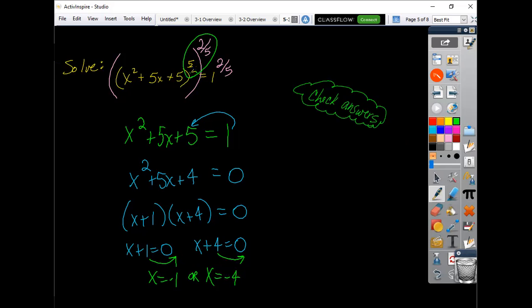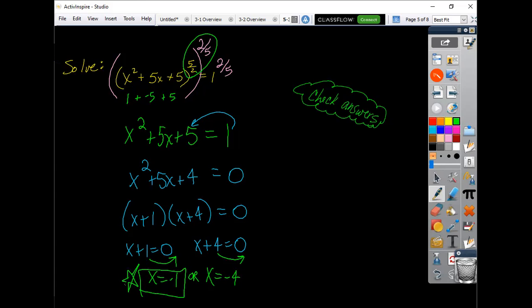And to check it, I'm kind of thinking of a calculator. We could try to do this in our head here, but -1 squared would be 1. 5 times -1 would be -5. And then plus this 5, so that would equal 1. So this first -1 does work.